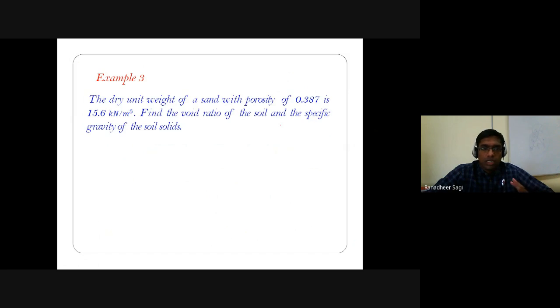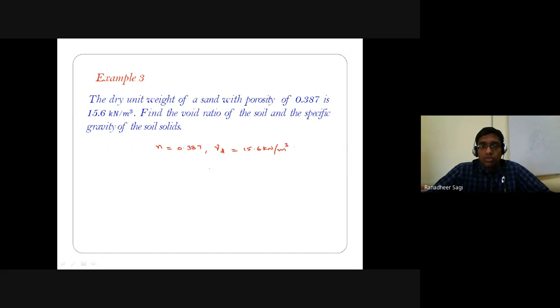What is given here? It's mentioned that the dry unit weight of a sand is given, which has the porosity value of 0.387. Okay. So the porosity of that particular soil is given, which is nothing but 0.387. It doesn't matter whether that soil is dry or saturated. So the porosity of that particular soil at its natural state is 0.387. And the dry unit weight of that particular soil is given as 15.6 kilonewton per meter cube.